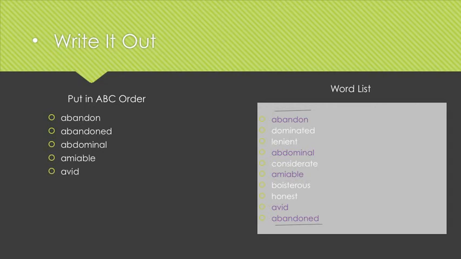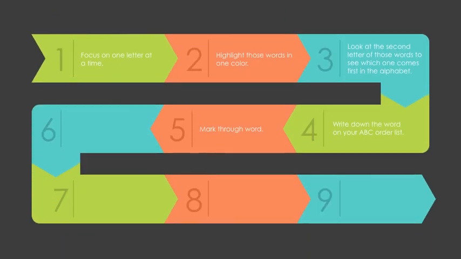That's an easy way to do ABC order. And don't forget to mark through the words that you've used. Now you're ready to find the next word in that group. Write it down and mark it off the word list. And we continue on until we have finished those highlighted words.